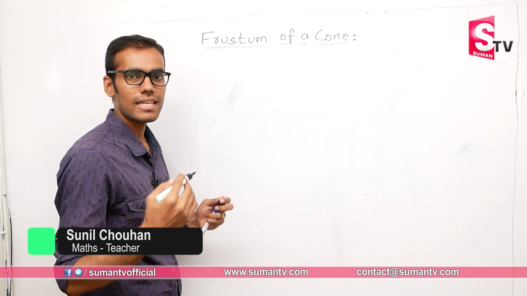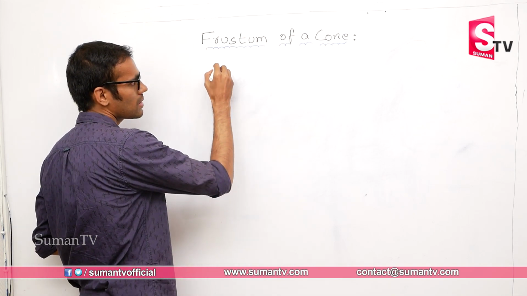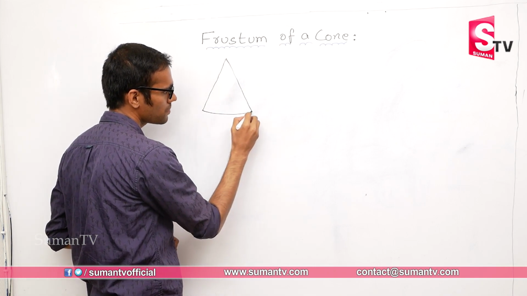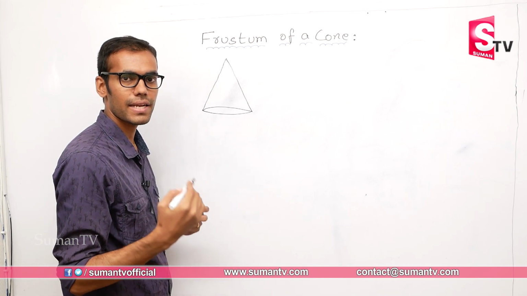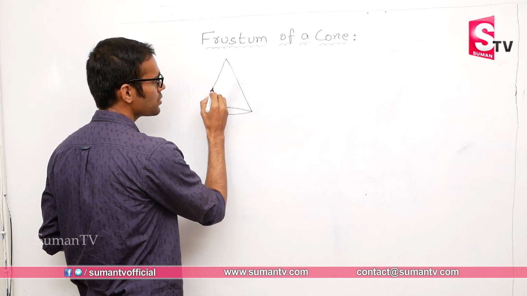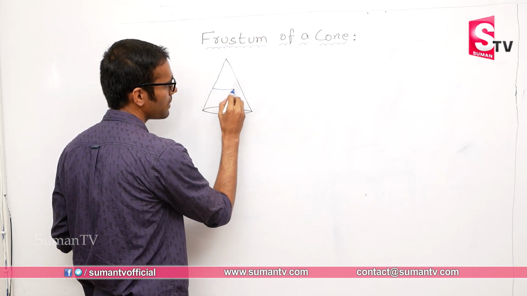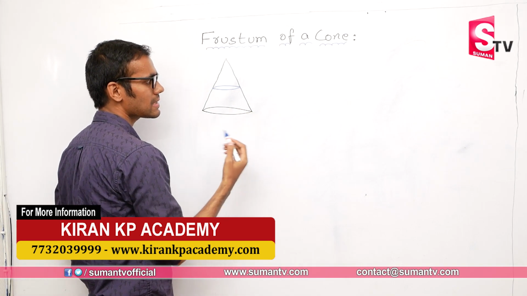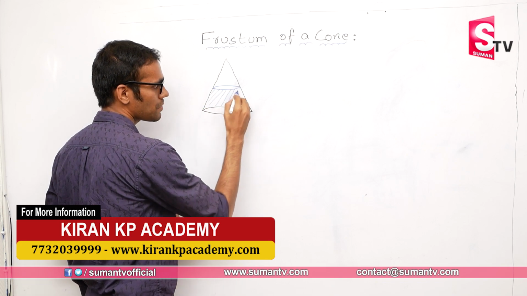Now, you might have already learned about cylinder, cone in your previous classes. So, let's look at the structure of a cone first. So, this is a cone. If you divide this cone horizontally into two parts, be it equal parts or unequal parts, it doesn't matter. Suppose if I divide this cone into equal parts or unequal parts, the lower part of this cone is called as frustum. So, this part is called as frustum.